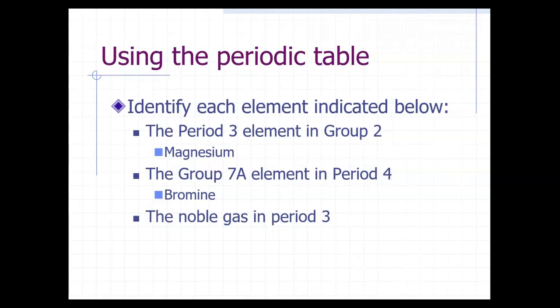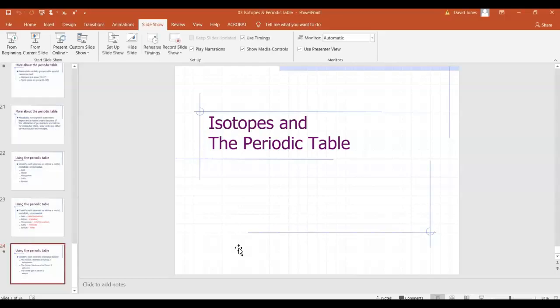The noble gas in period 3. You're going to go down to period 3, which is the third row. You are going to go straight across all the way to group 18 or 8A, which is the noble gases, and you're going to find argon. All right, that's the end of the slides.